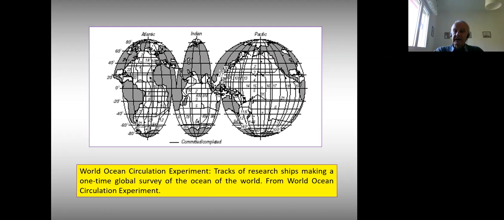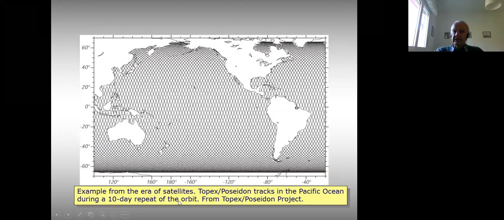And finally, here we have an example from the era of satellites. This is Topex/Poseidon, which started in 1992. These are tracks in the Pacific Ocean during a 10-day repeat of the orbit. So this distribution of the measurements, all these lines, are measurements along which the sea level has been measured, sea level and tides, obviously. And this coverage is done in 10 days. So every 10 days you get this coverage.